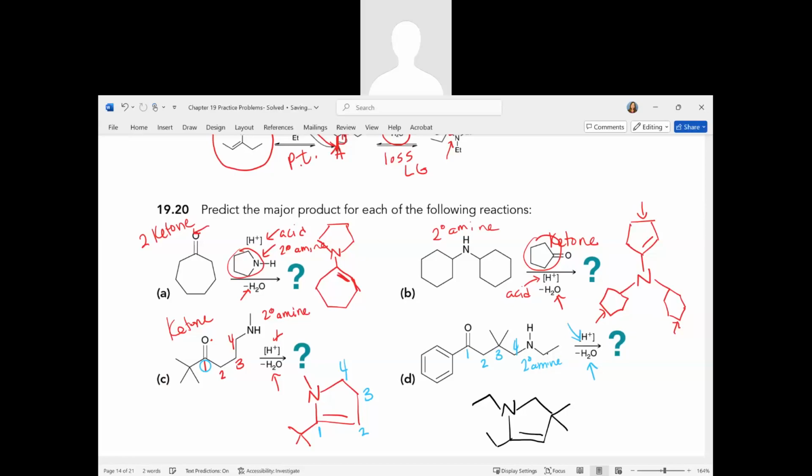And we have our benzene ring down here. All right, so once again, this would be my carbon 1 here with the benzene ring attached. And then we have carbon 2, carbon 3, and carbon 4 up here attached to the nitrogen.